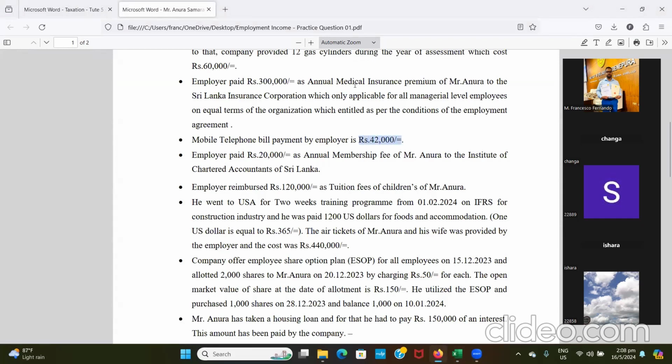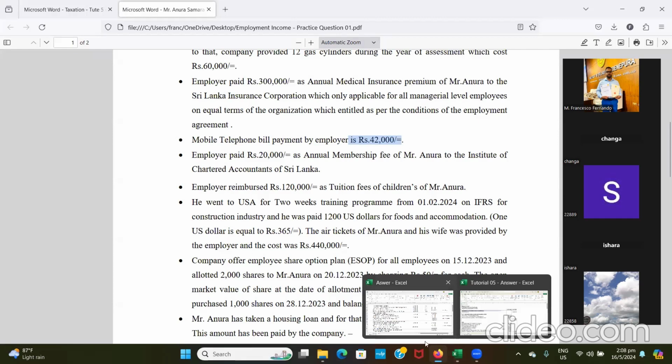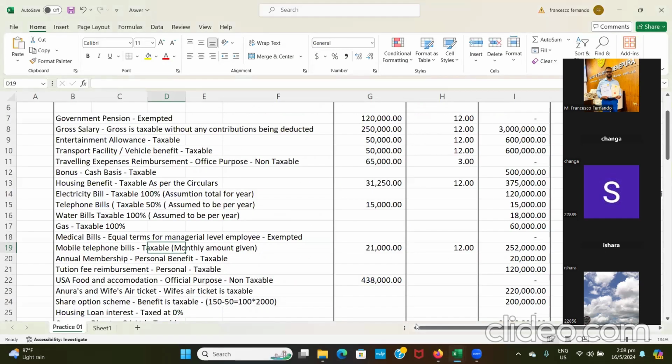So like for the office of Thanga, 42,000 is the telephone bill, right? So this is for an employer monthly value, we can assume, right? So this is reimbursed by the employer. This is reimbursed by the employer. So therefore, this is also coming as a part of the employment income. This is coming as a part of employment income.